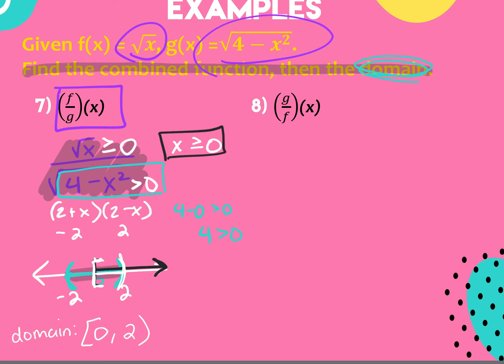All right. So what does 8 look like before we find the domain? What's in the numerator this time? That g, so 4 minus x squared. What's in the bottom? Square root of x. How does this change what we just did? So that's the answer for the first part.